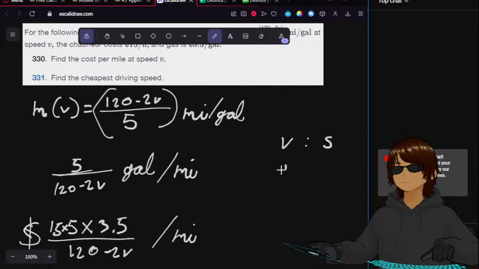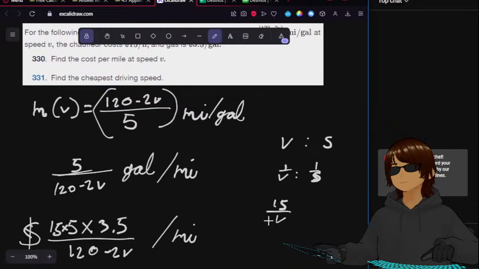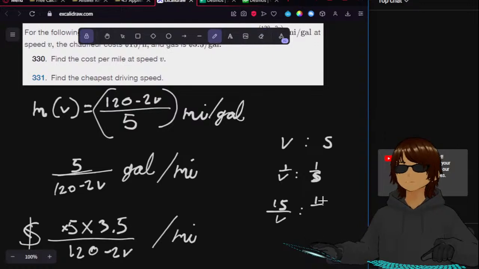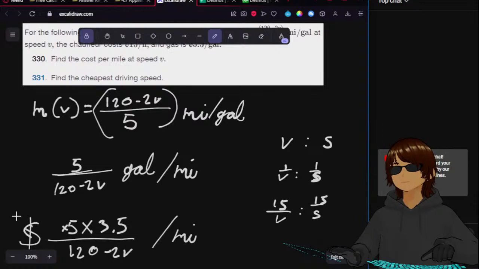So wait, if I do 1 over V, 1 over S. So in 1 mile, it will be 15 over V, right? I think that's the answer. 15 over V for 15 over S miles. 15 over S hours.